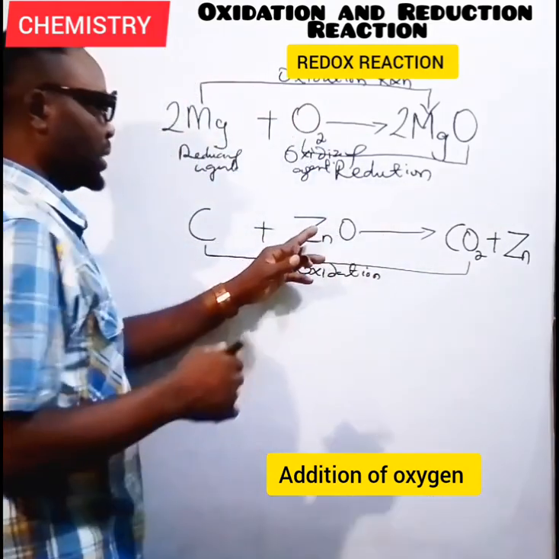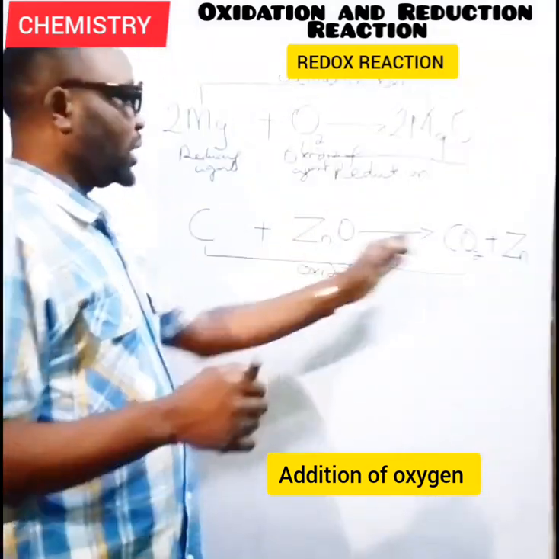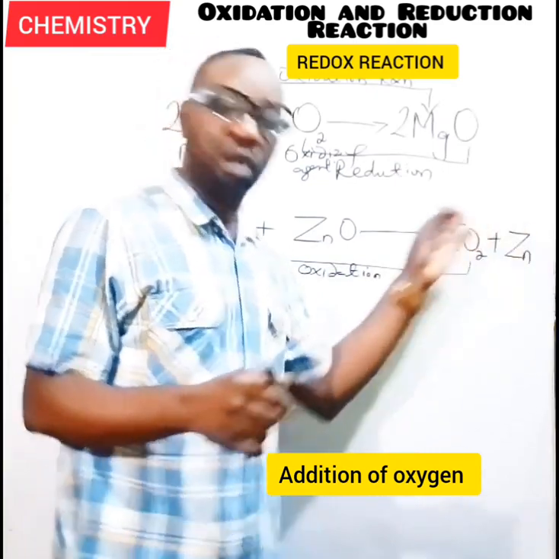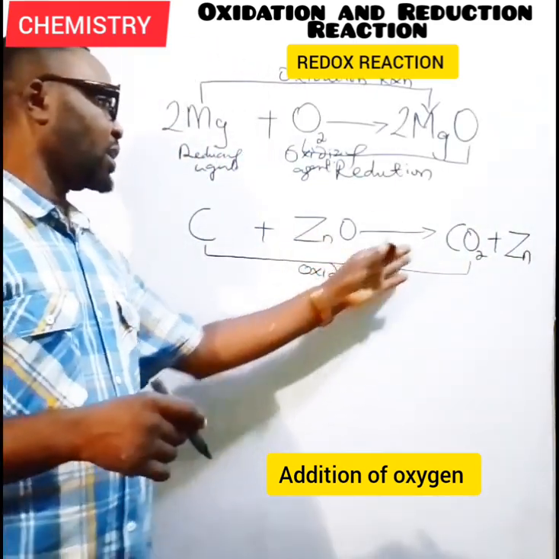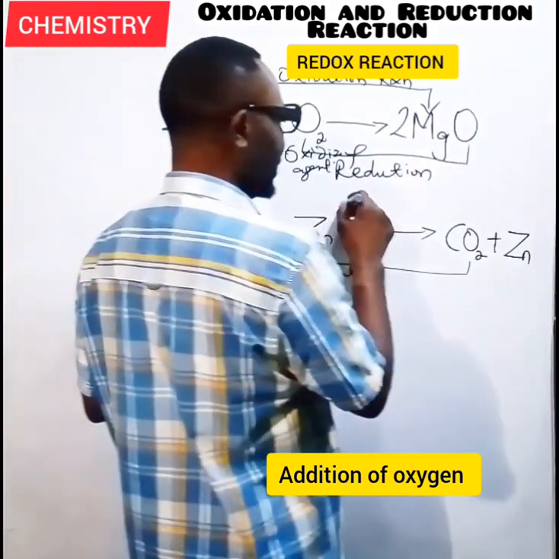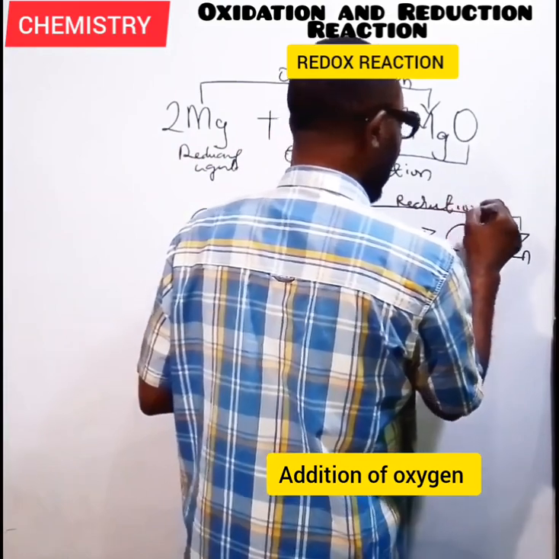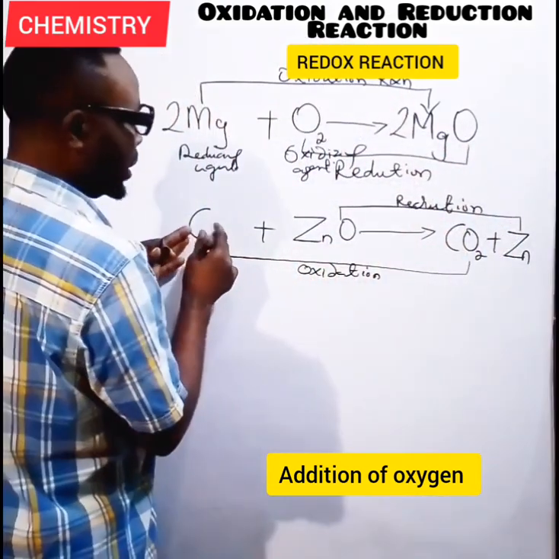And you can see that there is zinc here. This is the zinc oxide. And when this zinc gets here, it has lost, that is what? Removal. It has lost the oxygen that is with it at this reactant side here. This is a reduction process now. Reduction.